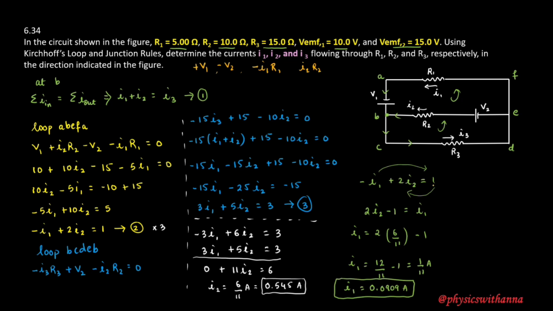Then we find I3 using equation 1. We know I3 is I1 plus I2. Add I1 and I2 to get I3. So we get I1 as 1 over 11, I2 as 6 over 11. So I3 will become 7 over 11 amperes, or you can write I3 as 0.64 amperes. So this is how you can use Kirchhoff's junction rule and loop rule to solve problems in multi-loop circuits.